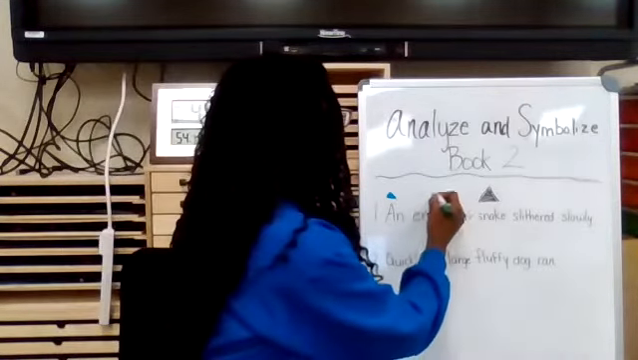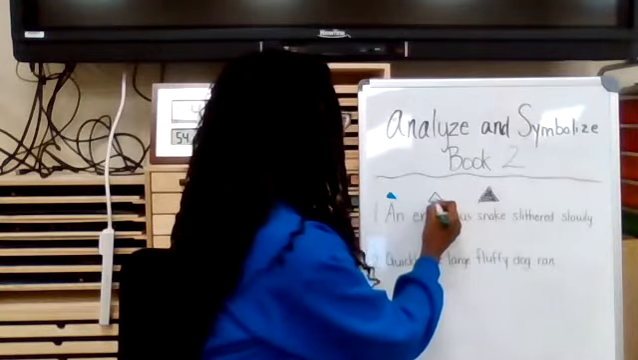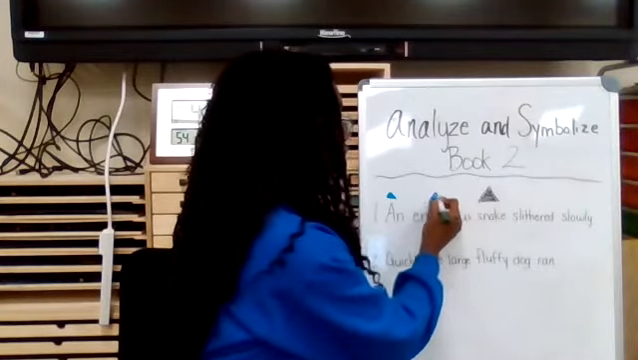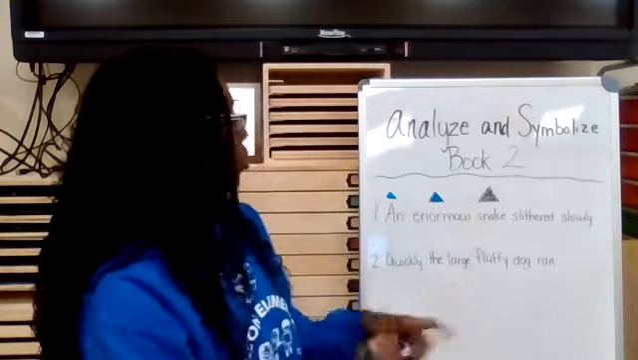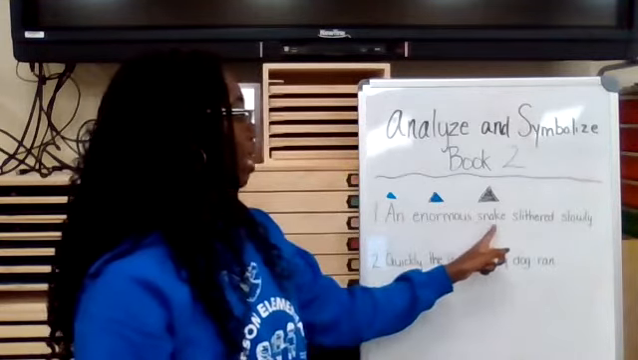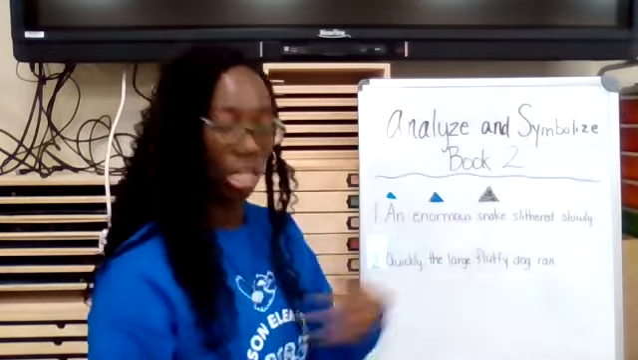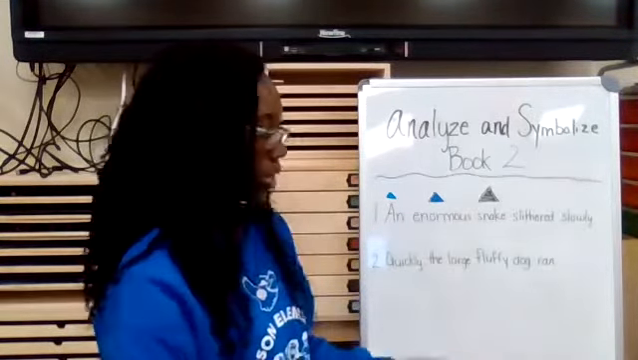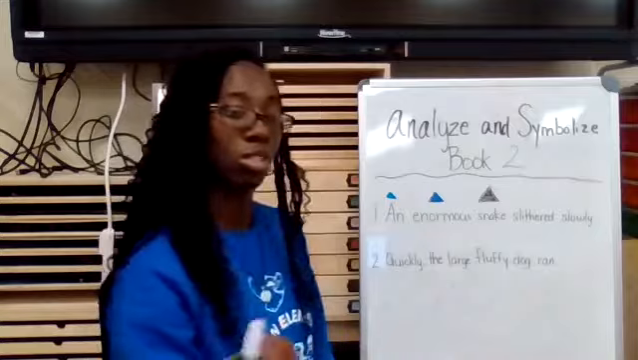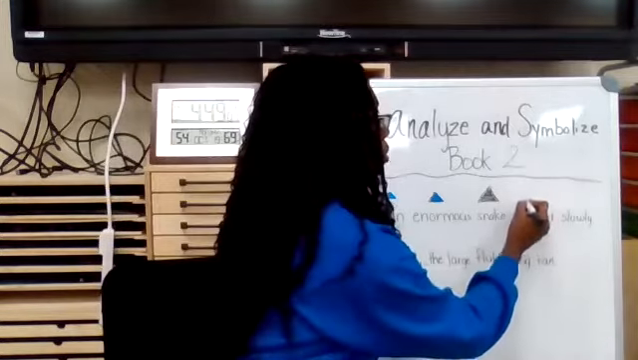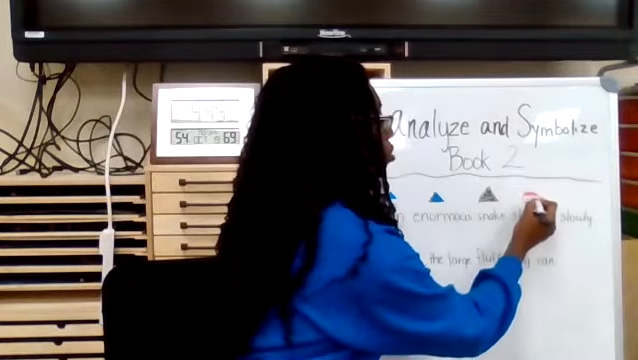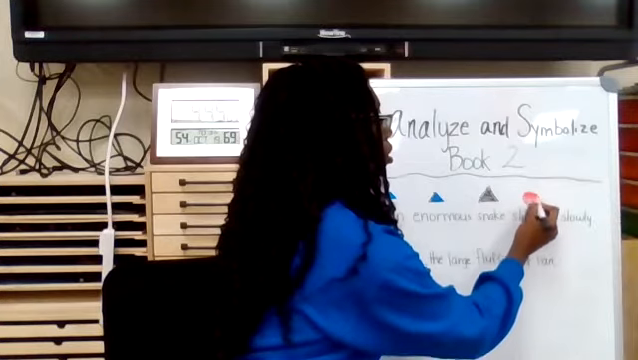So I'm going to use a dark blue and draw a medium-sized triangle. So an enormous snake slithered. Slithered is the action. It's telling me what the snake is doing, or who slithered. I'm going to get my red and I'm going to color it in.